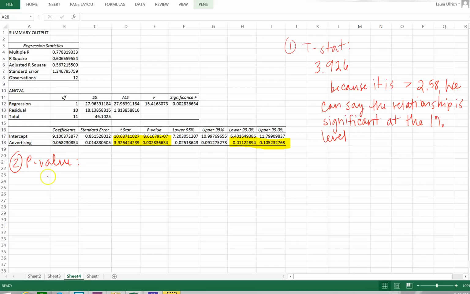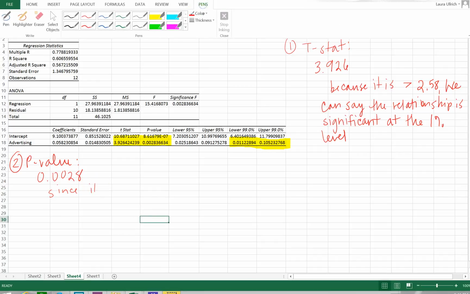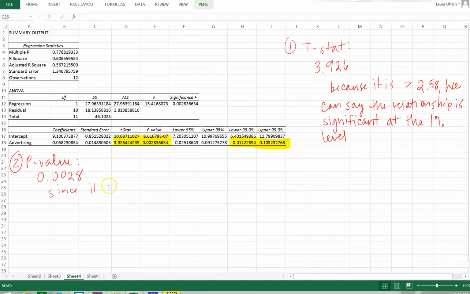Okay, so with the p-value here, it is equal to 0.0028. And so since it is, let me come over here and get this. It is less than or equal to 0.01. We can say it's significant at the 1% level.